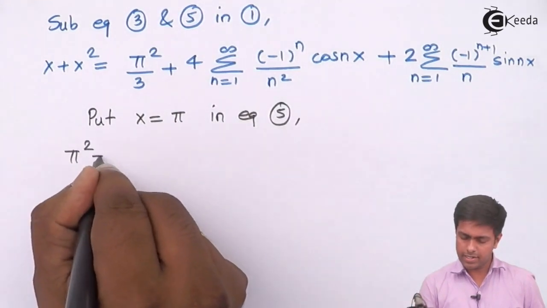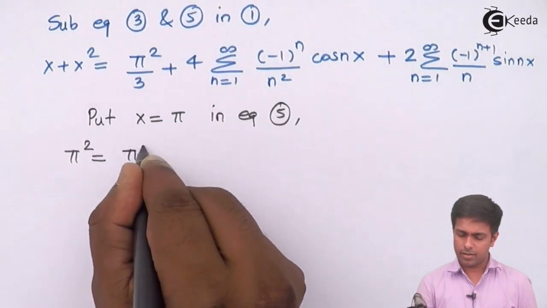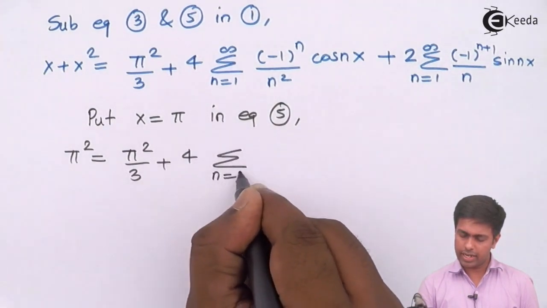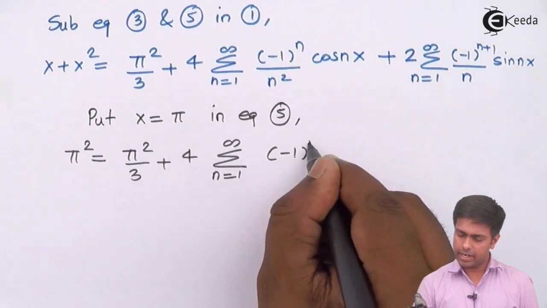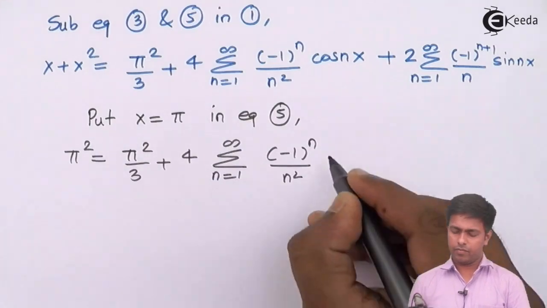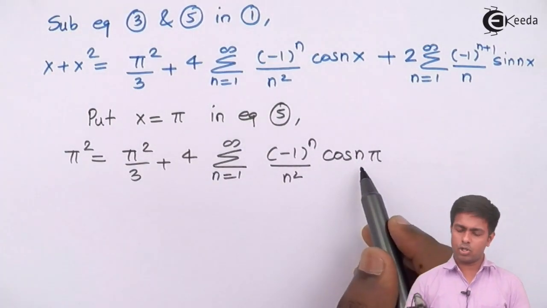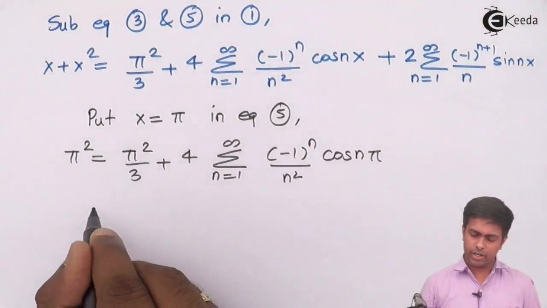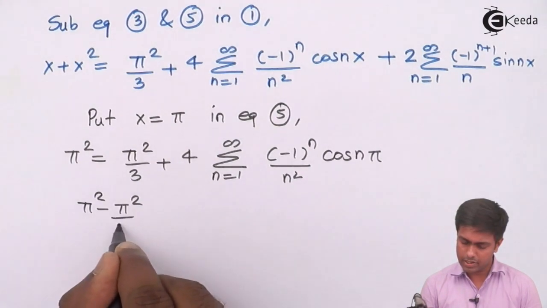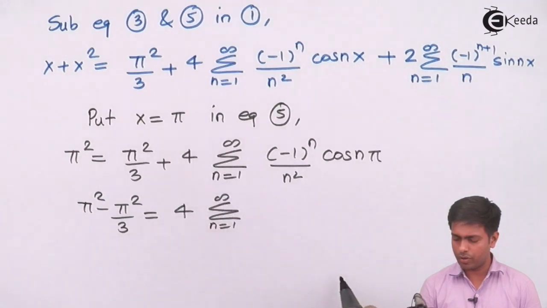So we will get pi square equal to, on the right hand side we have pi square by 3 plus 4 times summation n equals 1 to infinity negative 1 raised to n upon n square, and here if we put pi we will get cos of n pi. Now guys, cos of n pi is minus 1 raised to n, so I'll take this term here, so that will become pi square minus pi square by 3 equal to 4 times summation n equals 1 to infinity.